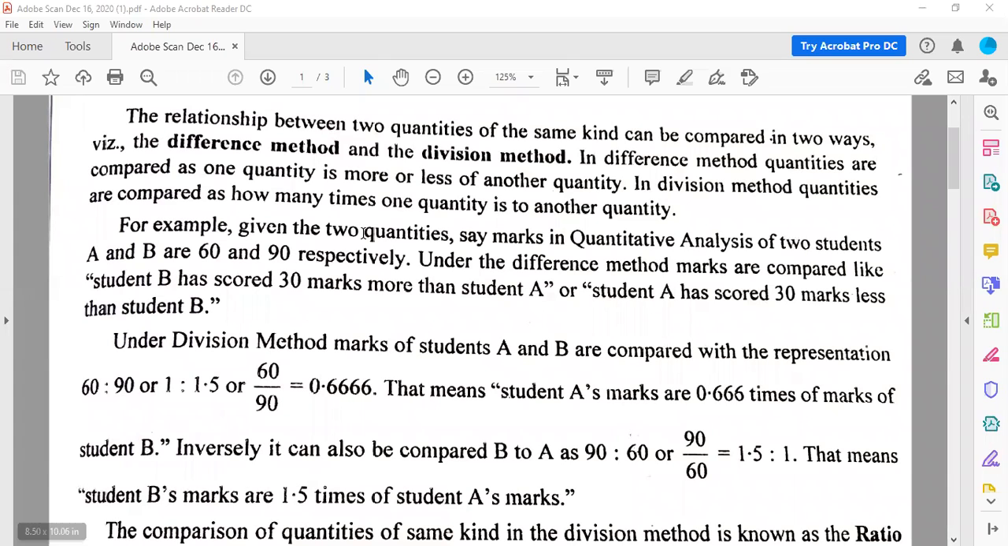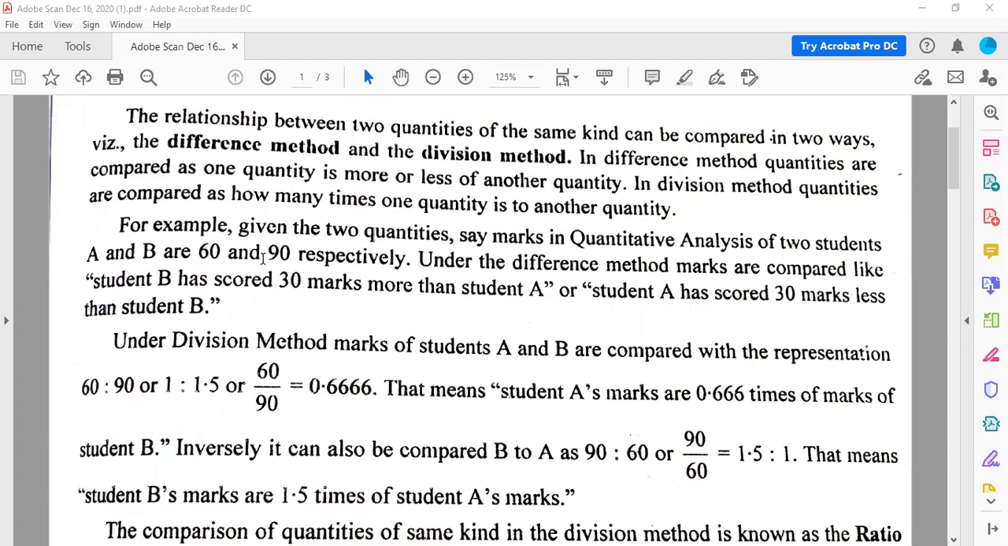So let us see the example here. Given two quantities, say marks in quantitative analysis. This is a subject, it is nothing but maths. Suppose the maths marks of two students A and B are 60 and 90 respectively. So A's marks is 60, B's marks is 90. Now if we are comparing these two marks, how are we going to say that in a sentence? In numbers, we can know it easily: 60 is less, 90 is more. But how are we going to say this in a sentence?